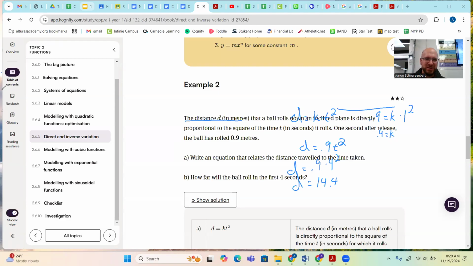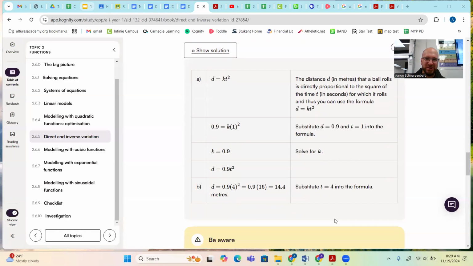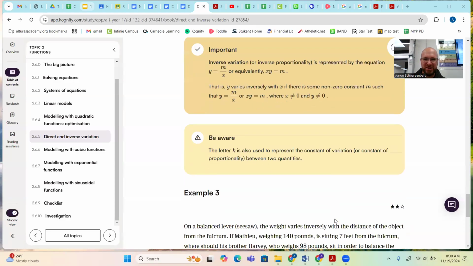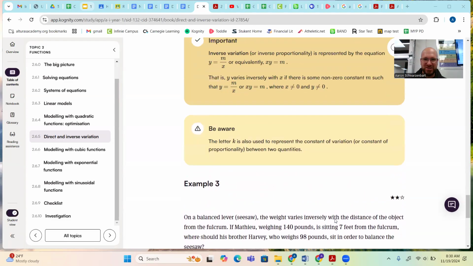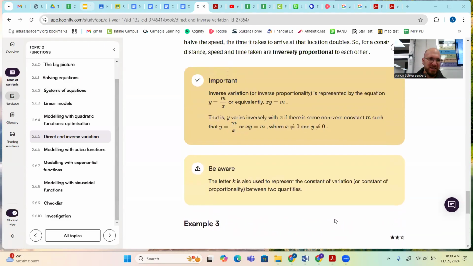So that is direct variation. Pretty straightforward. Pretty Algebra 1, actually. Enjoy your direct variation problems. Inverse variation is the same thing, but with division. As x increases here, y decreases. So direct variation looked like a line, inverse looks like a rational function.